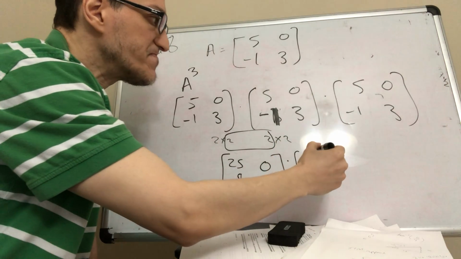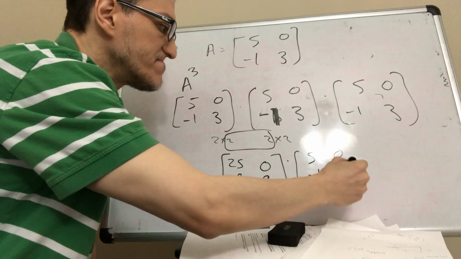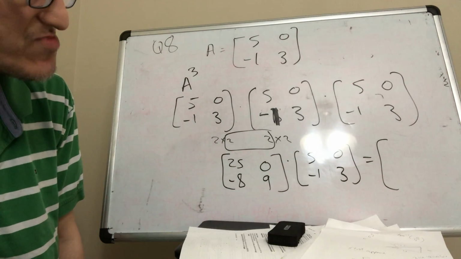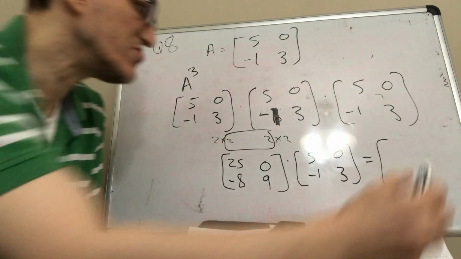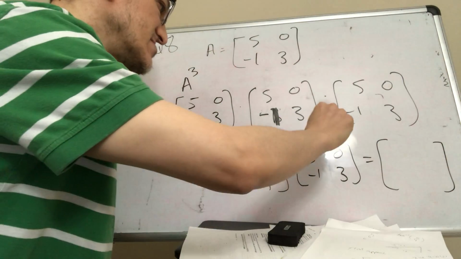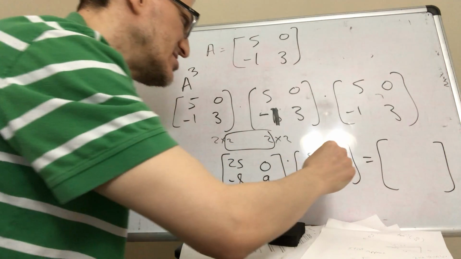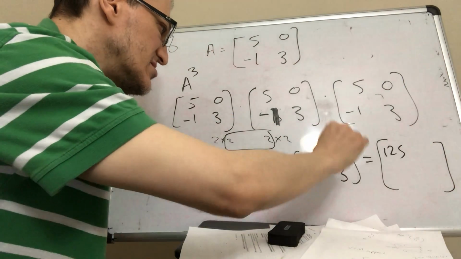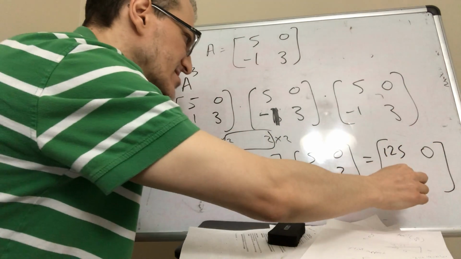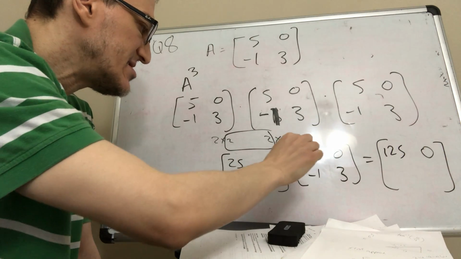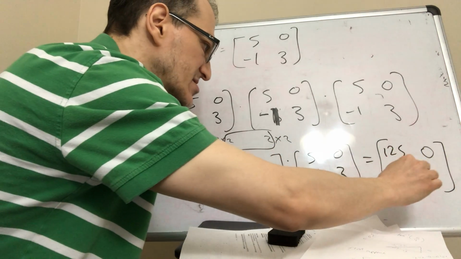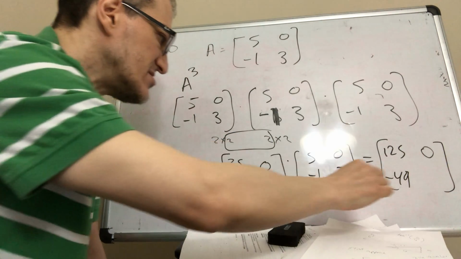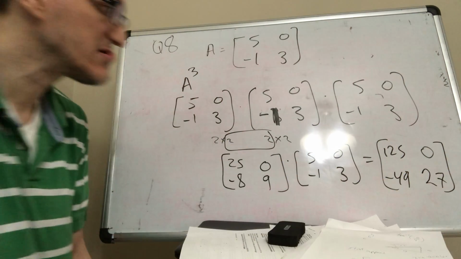We take this and we multiply it by this one. A 2 by 2, a 2 by 2. It is possible, and the result would be a 2 by 2. This times this. 25 times 5 is 125 plus 0. This number would be this times this, that's 0. This number would be this times this, -40, -9, -49. And finally, this times this would be 27. This is the result of cubing this.